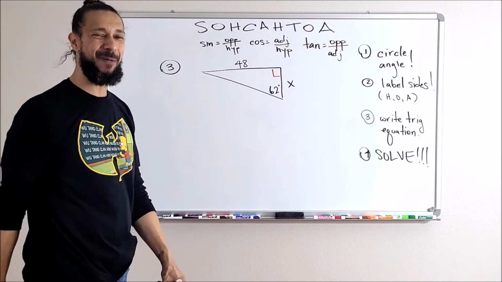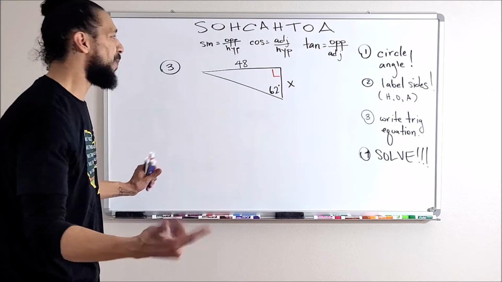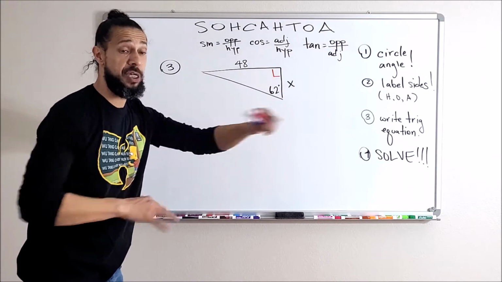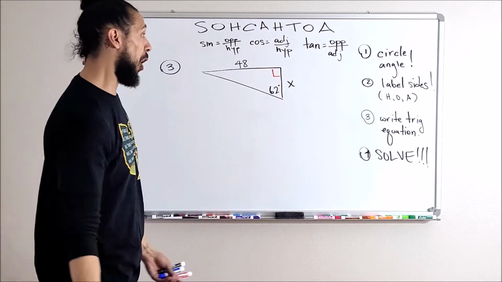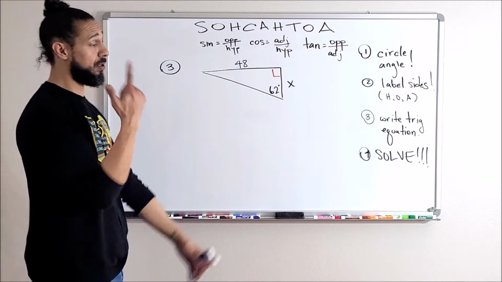That's what I mean by one more. So, all right, we're gonna follow this routine every time. Every time we got a trig problem, we're gonna follow this routine. So, circle the angle, label the sides.